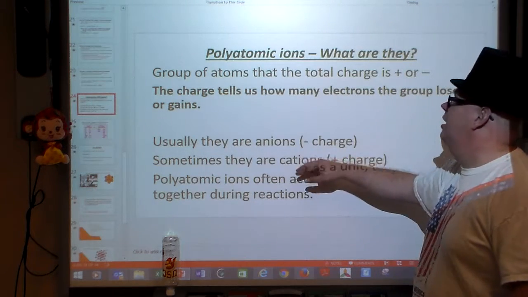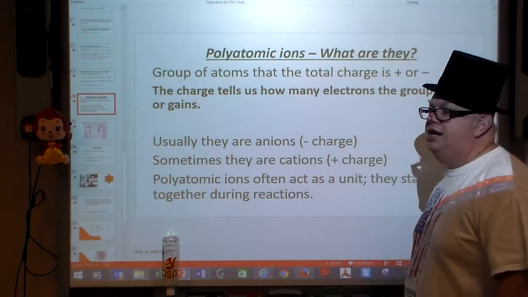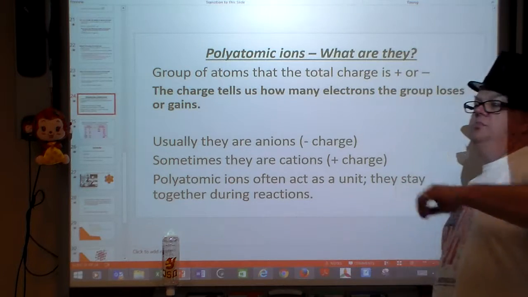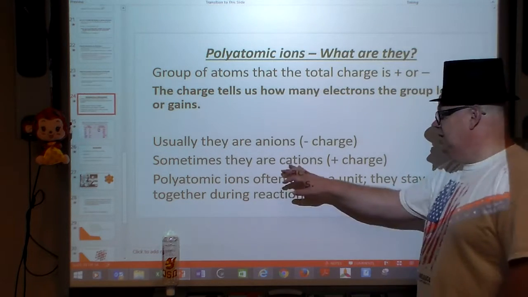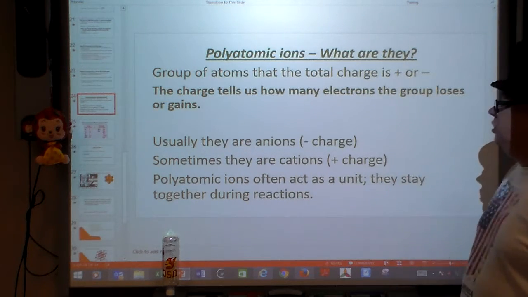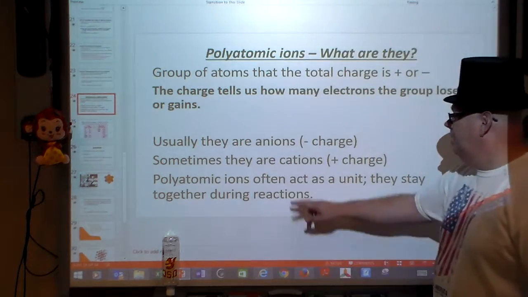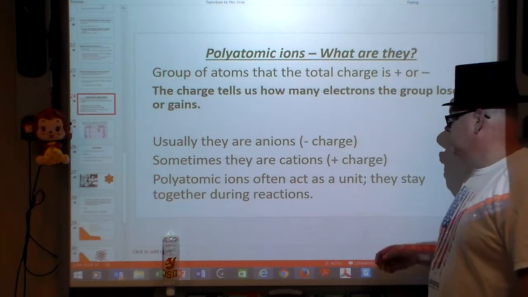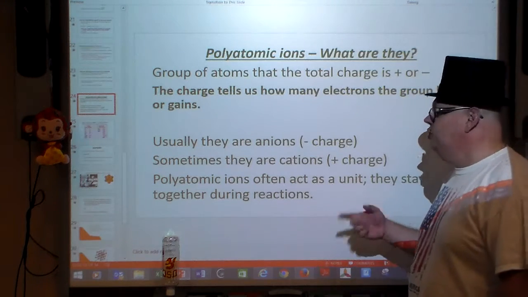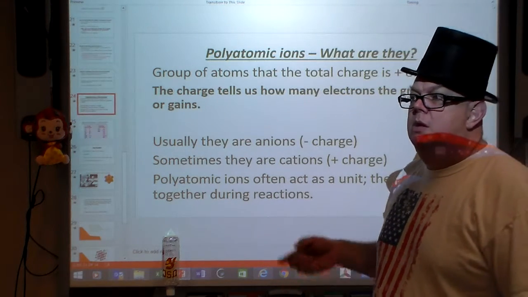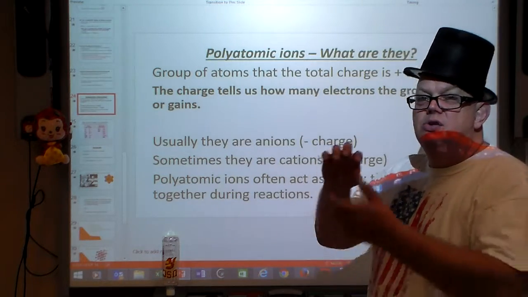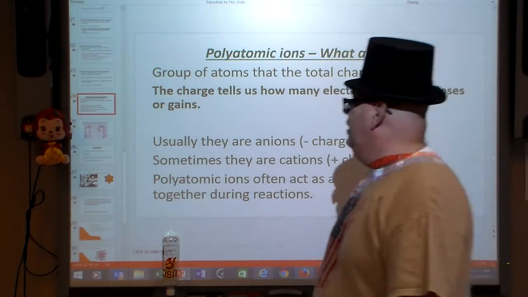Usually the polyatomic ions are anions. They have a negative charge. Not 100% of the time. Sometimes they are the cations, the positive charge, remember? Polyatomic ions often act as a unit, and they'll stay together during reactions, which is kind of interesting because they're so tightly bonded that way.